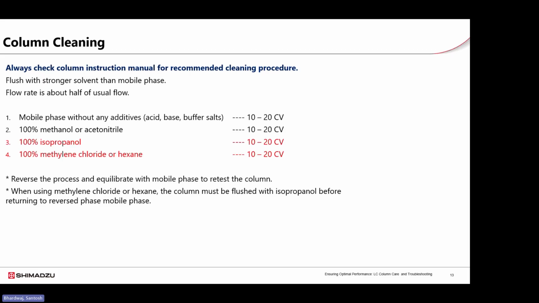Sequential flushing with methanol, acetonitrile, or isopropanol helps remove contaminants, while non-polar solvents like hexane or heptane can remove lipid-like impurities. Always follow the manufacturer's guideline for the use or restrictions of the solvent to be used with a particular column. Reverse flushing can also help clear particulates, and the column should be re-equilibrated with mobile phase afterwards. Finally, always verify the column performance after the cleaning to ensure it is ready for use.